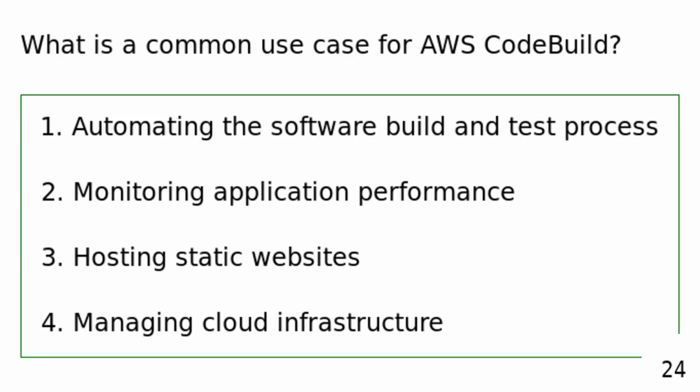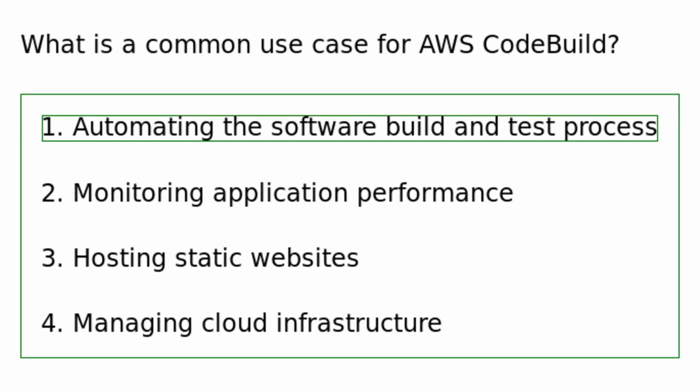What is a common use case for AWS CodeBuild? Automating the software build and test process. Monitoring application performance. Hosting static websites. Managing cloud infrastructure. AWS CodeBuild is commonly used to automate the software build and test process as part of a CI/CD pipeline.